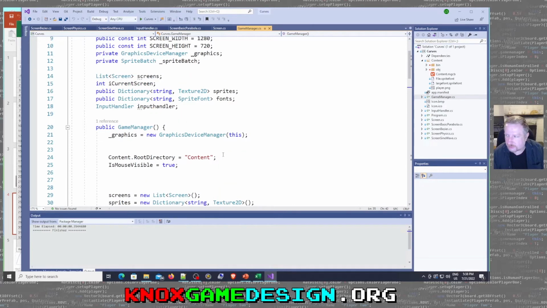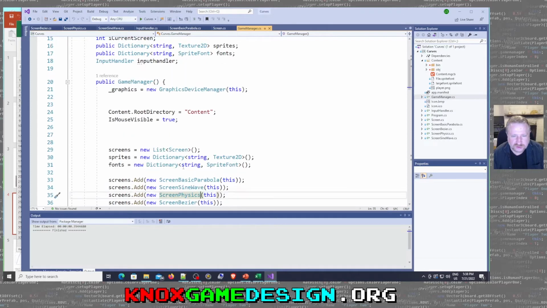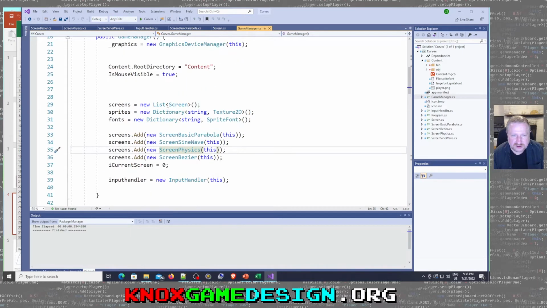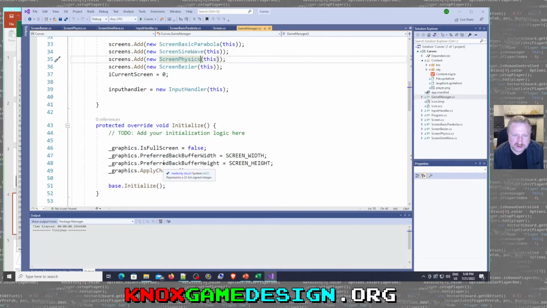But I like Monogame just because it's free and open source and anybody can download and use it. So basically I just have this game manager class, and it flips between these different screens. Each screen is one of the curve types in the examples. So I've got the 4 different screens that we'll be looking at.